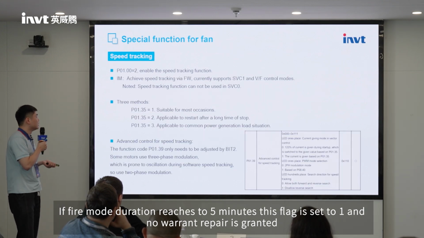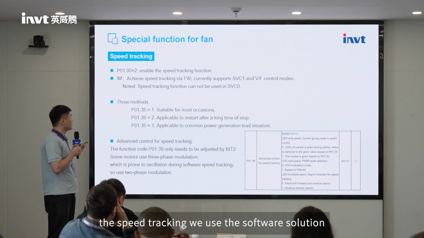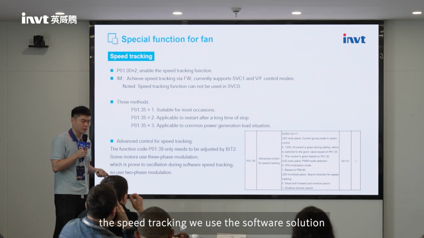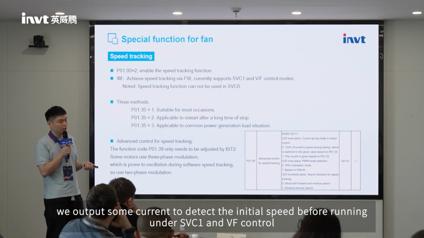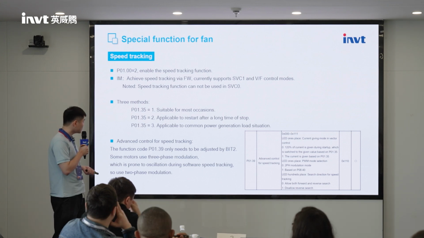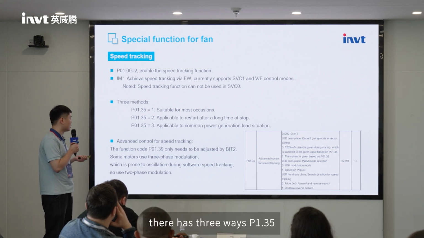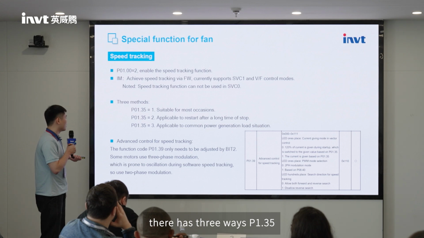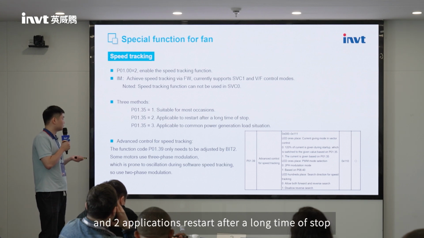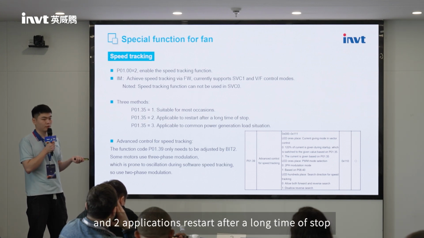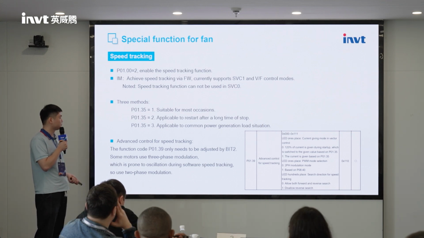The speed tracking. For our GD270, for speed tracking we use a software solution. We output some current to detect the initial speed before running, in SVC and VFD control. There are 3 types, set by P1.35: 1 is suitable for most occasions, 2 is for applications to restart after a long time of stop, and 3 is for applications with power generation load situations.